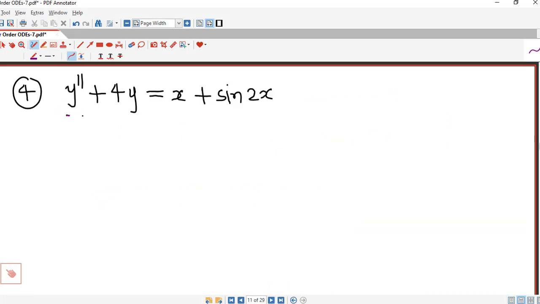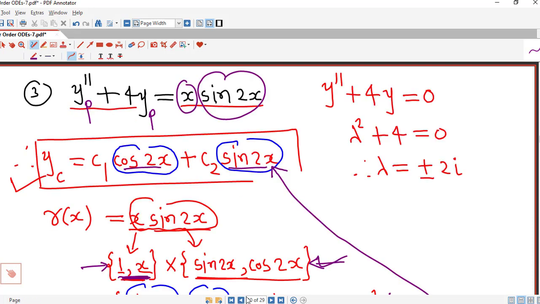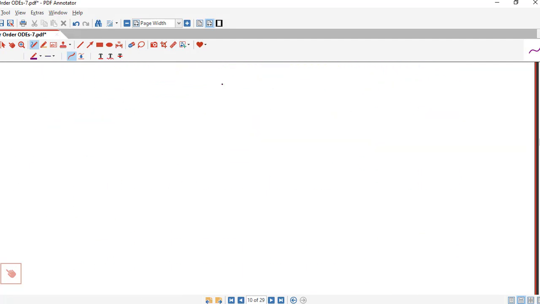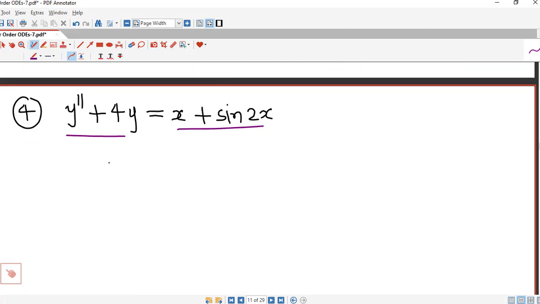y double dash plus 4y equal to x plus sin 2x. So this is the problem in which the left hand side is the same as in the previous equation, and the right hand side is the addition of these two functions. Instead of x into sin 2x, we have x plus sin 2x. So we know that the complementary function for this equation is c1 cos 2x plus c2 sin 2x, as we have done in the previous problem.